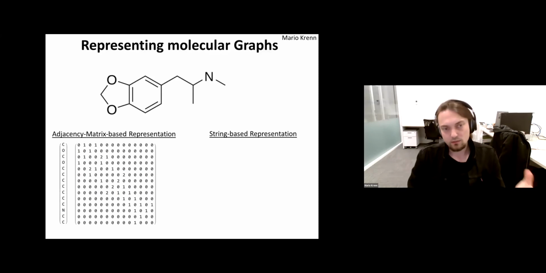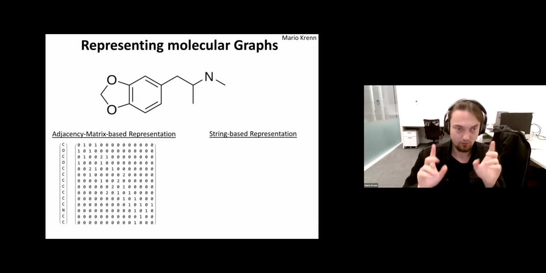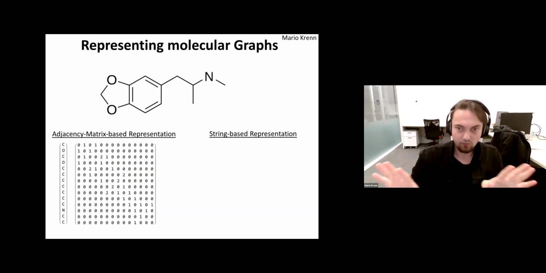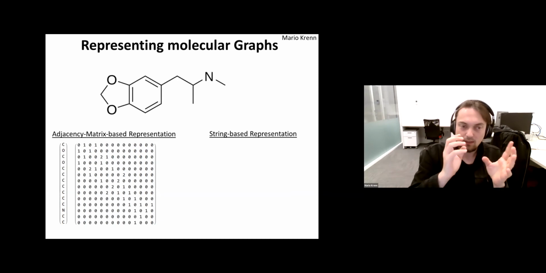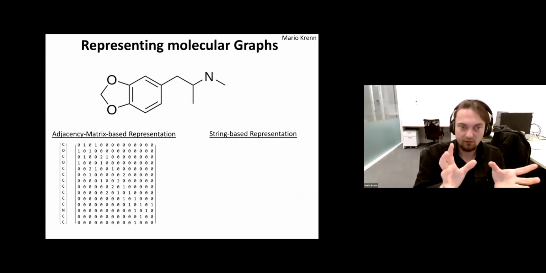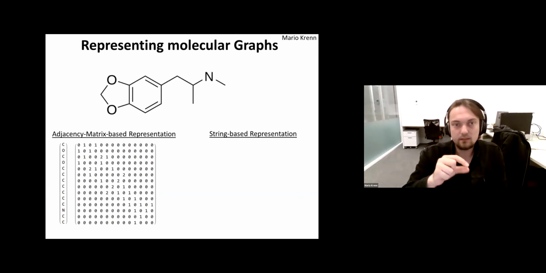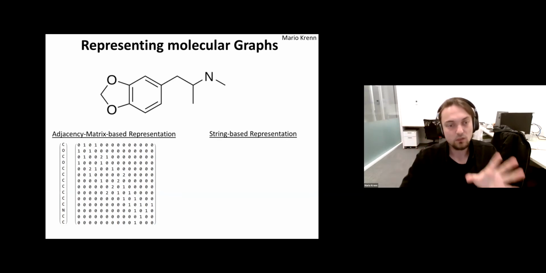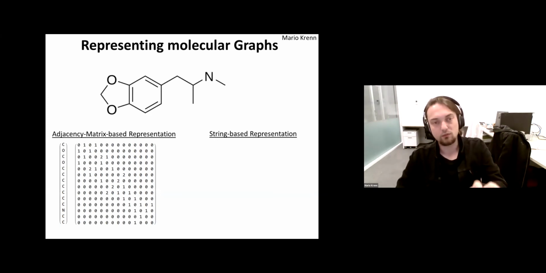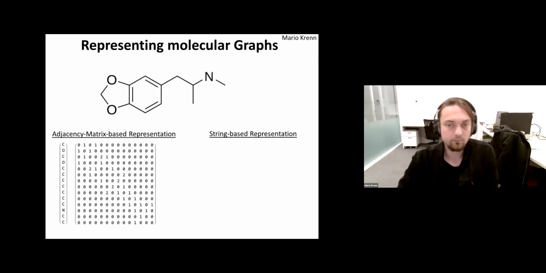In the adjacency matrix-based representation, this is also sometimes loosely called a graph-based method, but both representations can represent graphs. In this adjacency matrix representation, you take a vector that stands for the nodes in your graph. And then you have a matrix that stands for the edges that are drawn between your nodes. So with these two objects, you can represent a graph, and in this case, a molecular graph.